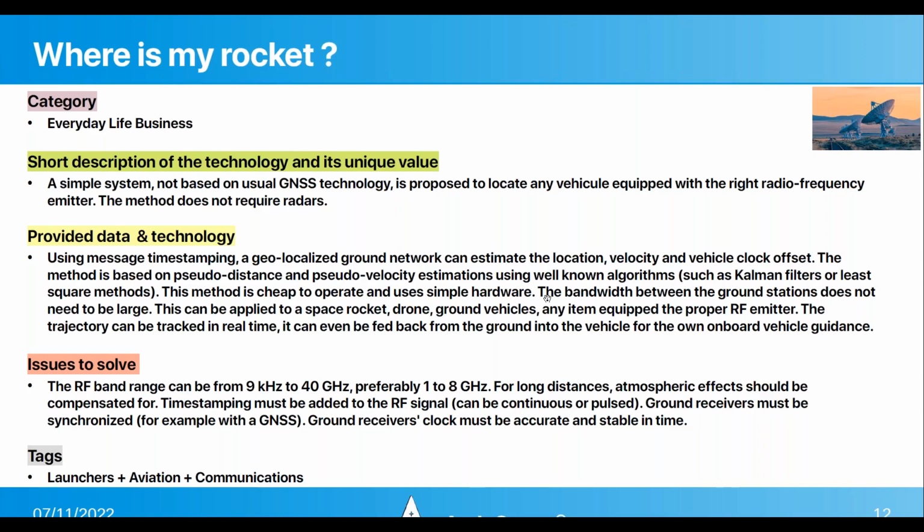So you can use this system to localize a rocket, a plane, a drone, a car, any vehicle really. This is a very cheap method to use, and this is using quite simple hardware, both on board for the radio frequency emitter and on the ground for the data treatment. Again, the field of application is really pretty tremendous.